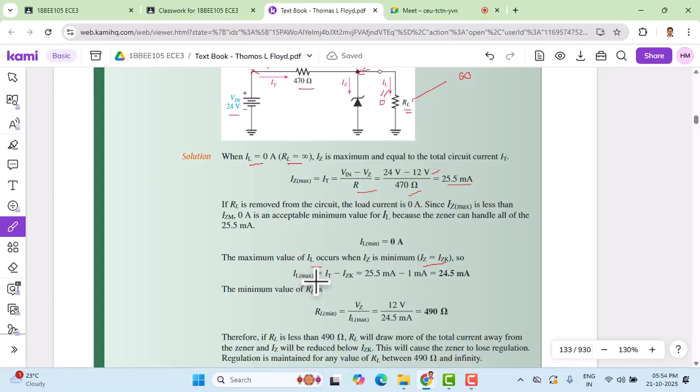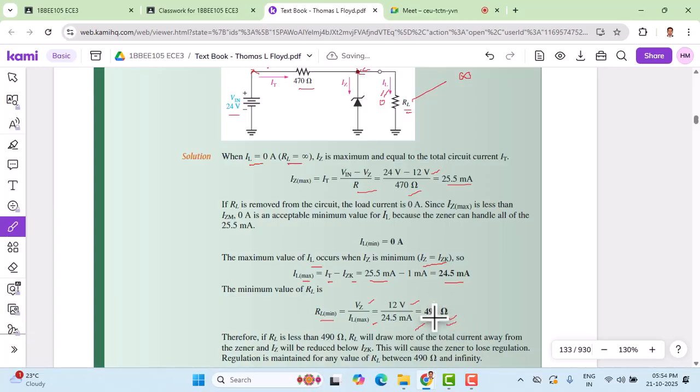So IL max is equal to IT minus IZK. We can substitute here 25.5 milliampere, that is the total current, minus IZK, which is 1 milliampere, and that gives us 24.5 milliampere, that is the IL max. The minimum value of RL can be estimated if I know IL max. So RL minimum is nothing but VZ by IL max. So 12 volts by 24.5 milliampere gives me 490 ohm.